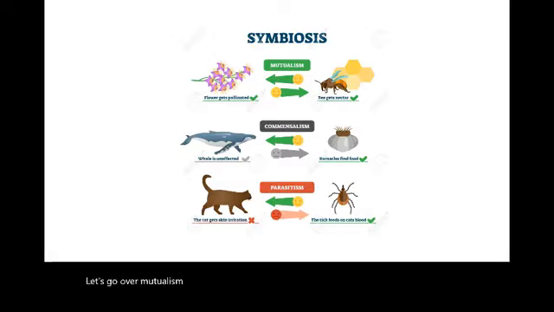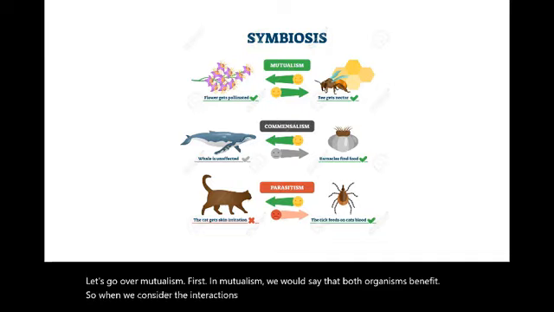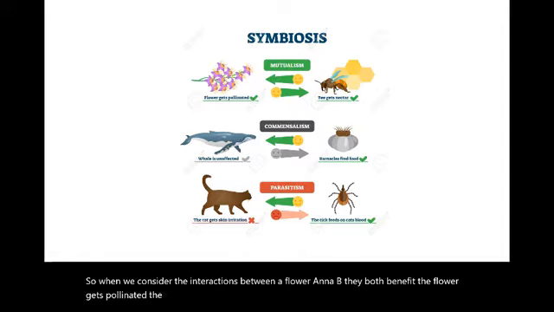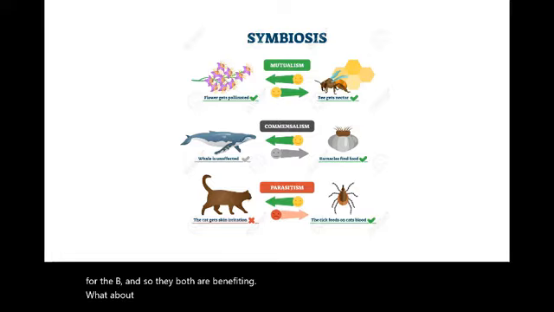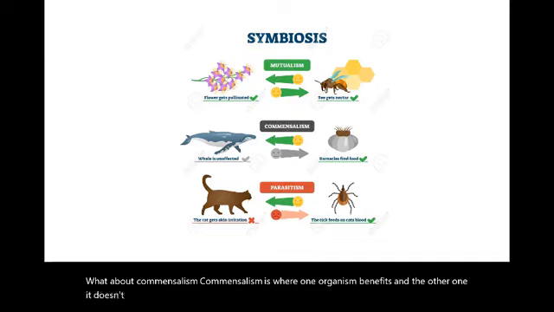In mutualism, we would say that both organisms benefit. So when we consider the interactions between a flower and a bee, they both benefit. The flower gets pollinated. The bee gets nutrition from the flower, right? The nectar is a source of sugar for the bee, and so they both are benefiting. What about commensalism? Commensalism is where one organism benefits and the other one doesn't really benefit and doesn't really get hurt either. It's just kind of neutral.